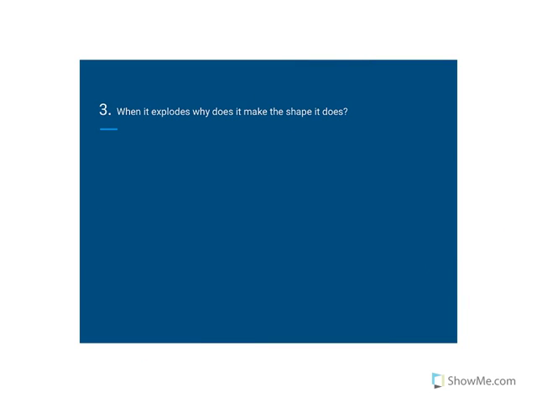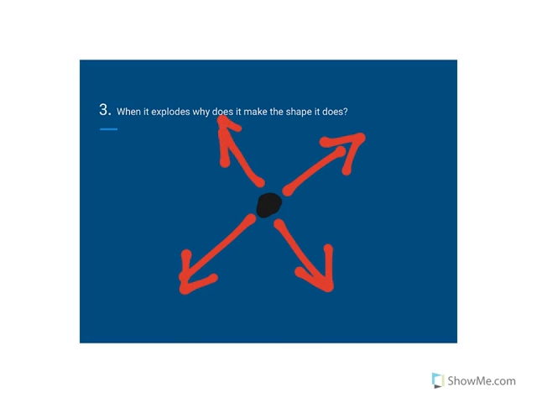And so a question was, when it explodes, why does it make the shape that it does? Well, if you have a bomb that's like this, and it's perfectly round, and then you ignite it or detonate it, and when I say that, that means breaking those bonds, when that happens, the explosion will go out like a hand grenade, will go out in all directions.